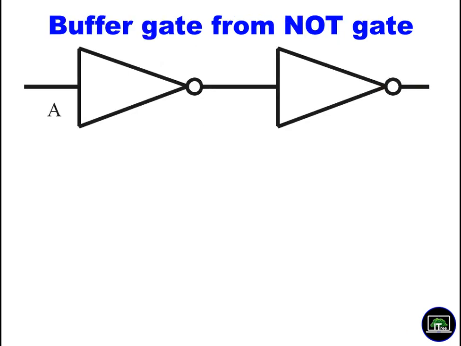Look at this one now. We can create a buffer gate, or the YES gate, using two NOT gates. So what is happening here? We give A, what is P? A bar. What is Q? When you input A bar to the second gate, it is A bar bar. A bar bar means A.